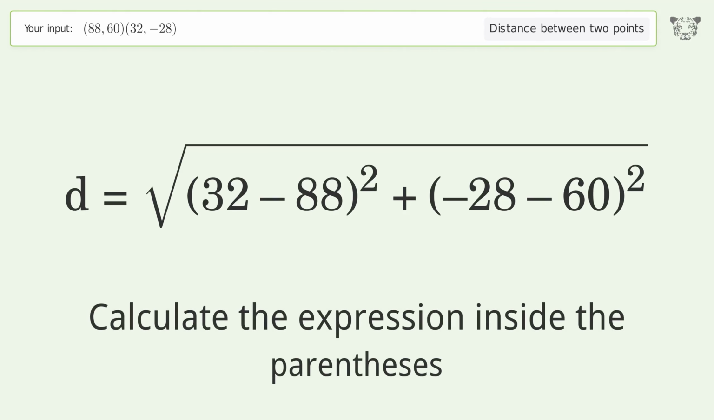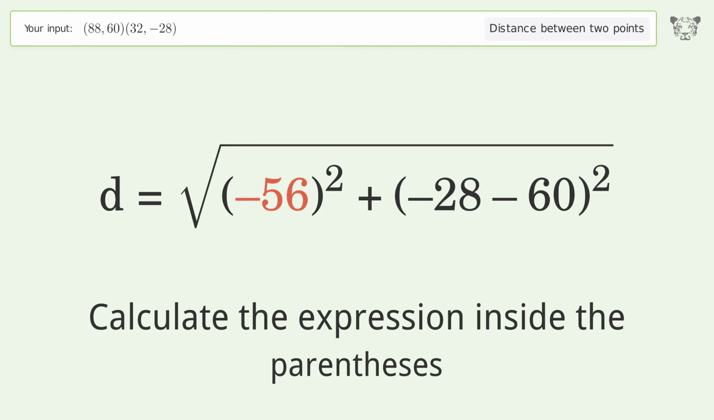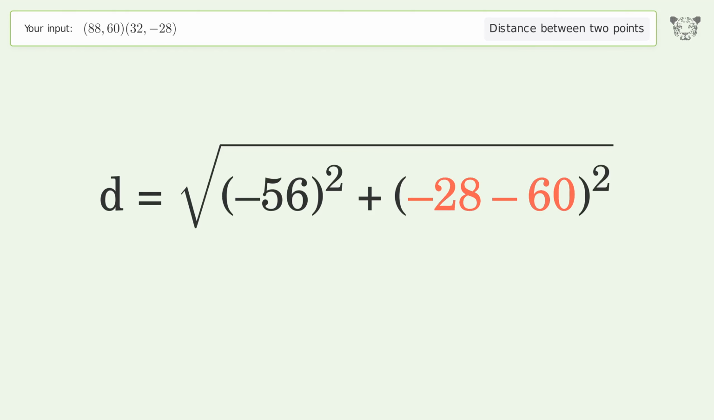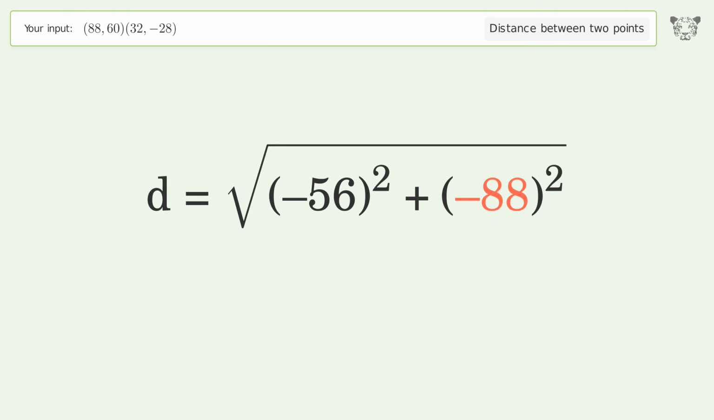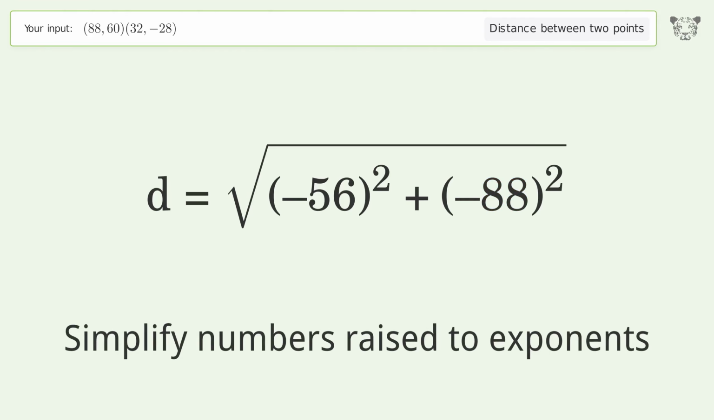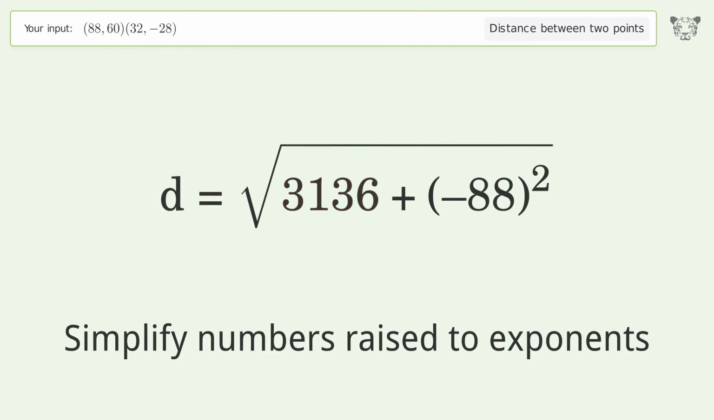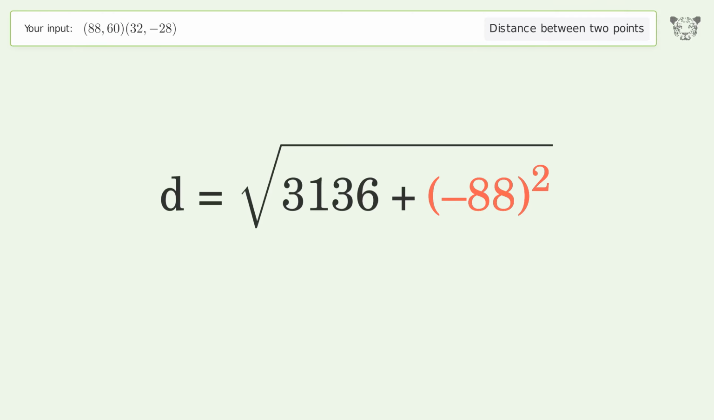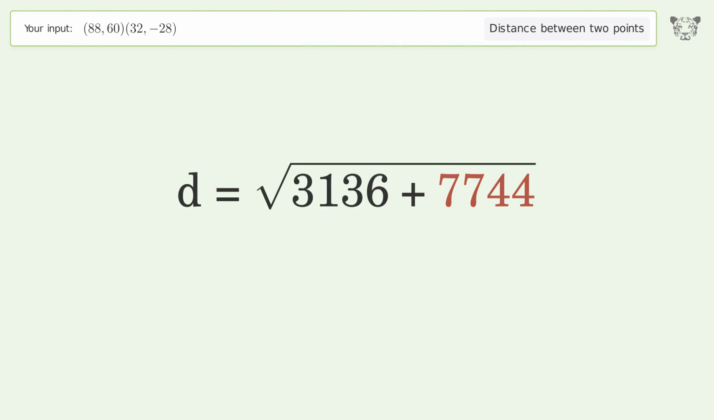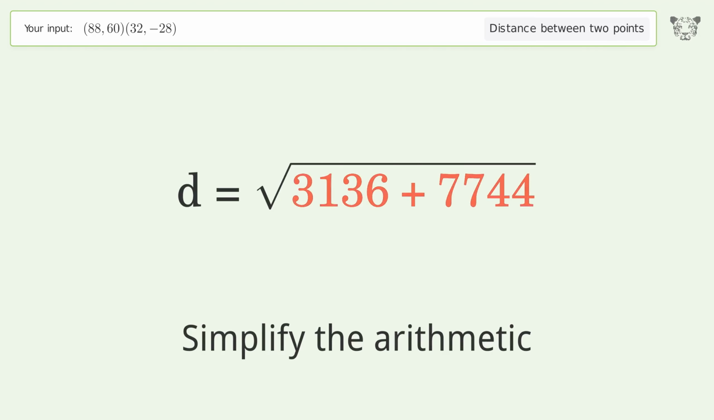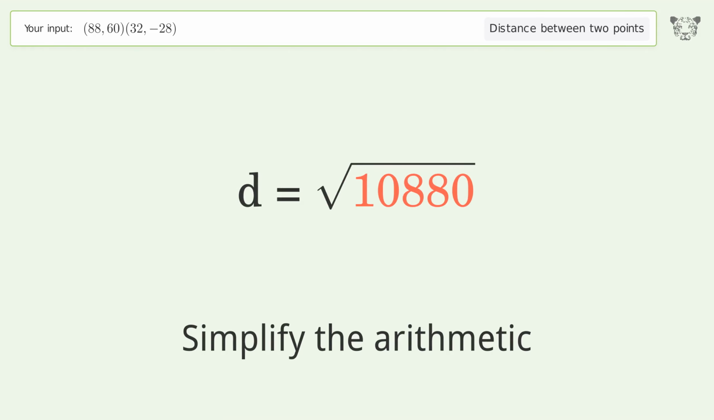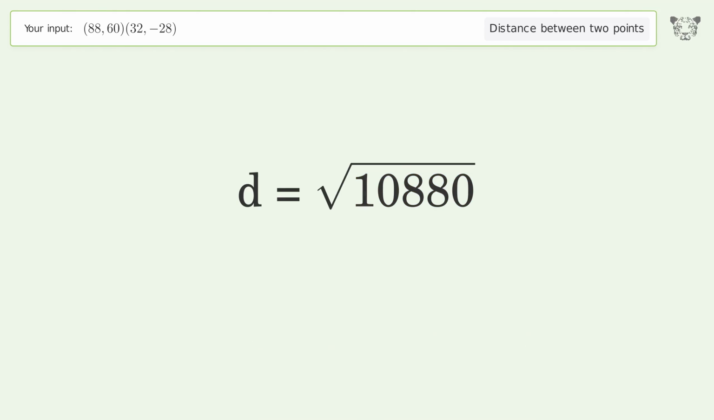Calculate the expression inside the parentheses. Simplify numbers raised to exponents. Simplify the arithmetic. And so the distance between the 2 points is the square root of 10,880, or 104.307.